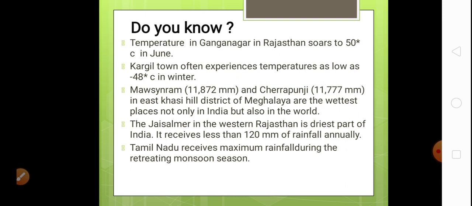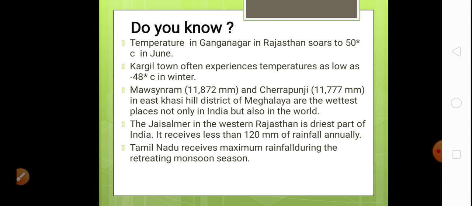Now let's learn about the do you know part. Temperature in Ganganagar. Now Ganganagar is a place in Rajasthan. There the temperature soars up to 50 degrees Celsius in June month. So much high the temperature goes up to. But in places like Kargil town, they experience such a low temperature, that is minus 48 degrees Celsius in winter. You can imagine where 50 degrees Celsius and where this is minus 48 degrees.